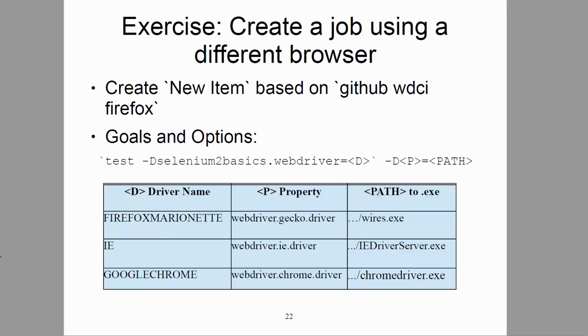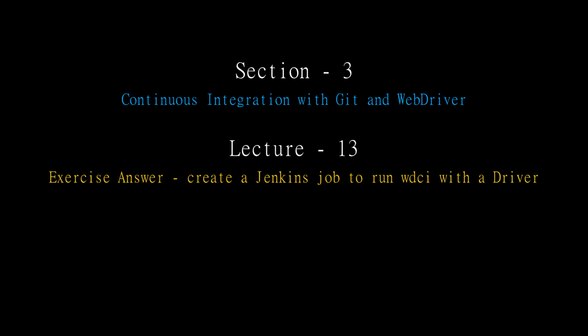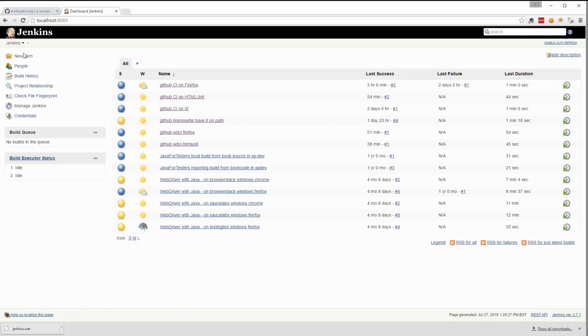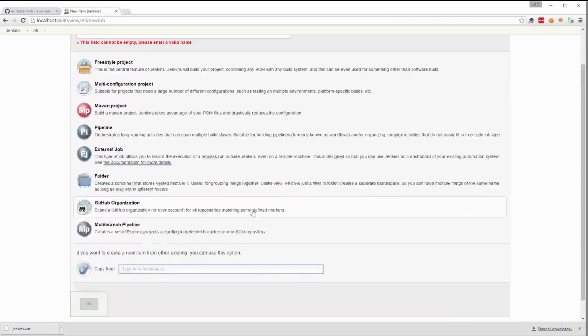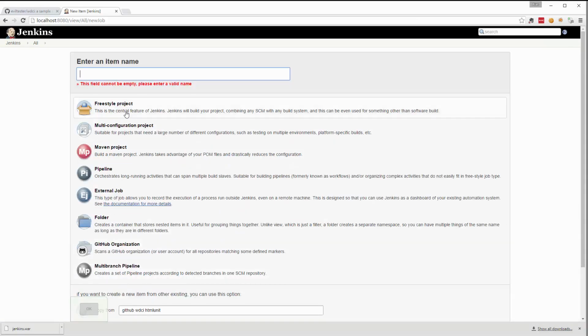So if you were going to use IE, you would set the property webdriver.ie.driver and point it to the executable, which is IE driver server.exe. So I was going to use IE for this, but I've already used IE in this section, so I'm going to use Google Chrome. So let me get Jenkins up. So I'm going to create a new item, and I'm going to base it on the HtmlUnit one, because the HtmlUnit one already has part of the browser stuff set up.